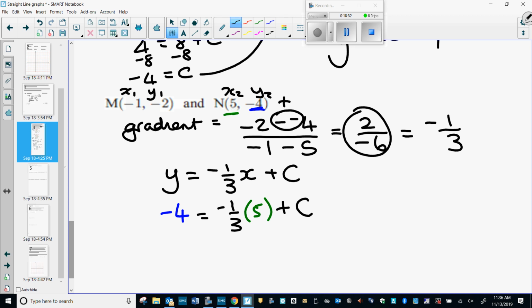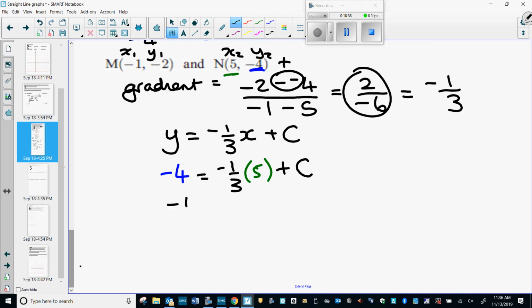No, it doesn't matter which one you choose. You should get the same answer. So we've got negative 4. Negative 1/3 multiplied by 5 is negative 5 over 3. And we want c on its own.